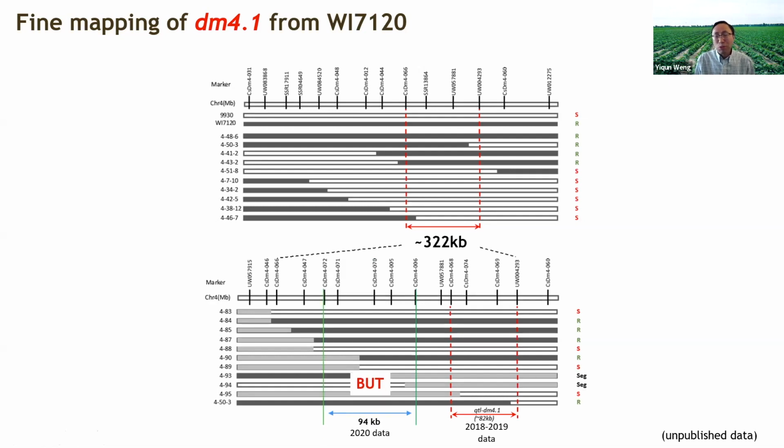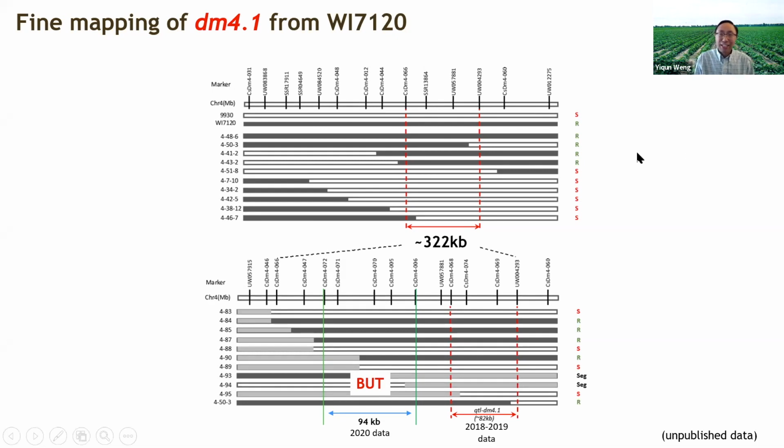But in the 2020 data, there are a couple of recombinants which are not consistent. The candidate gene region shifted to a different location. That's always true when you're working with QTLs that are relatively small in effect. So we learned some important lessons.